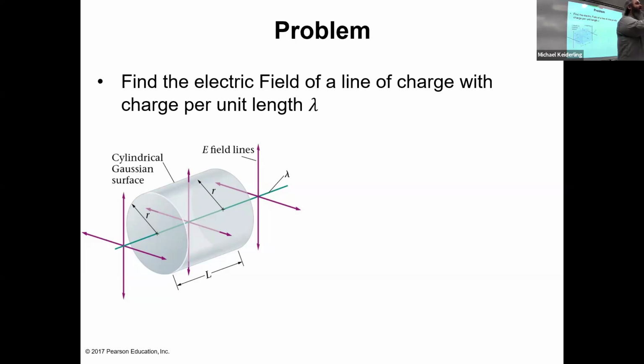You can think about it that nothing would change about the charge if you flipped it around, so it can't be pointing forward or back. Because if you flipped it around, it would be pointing the other way, but nothing has changed about that line of charge.